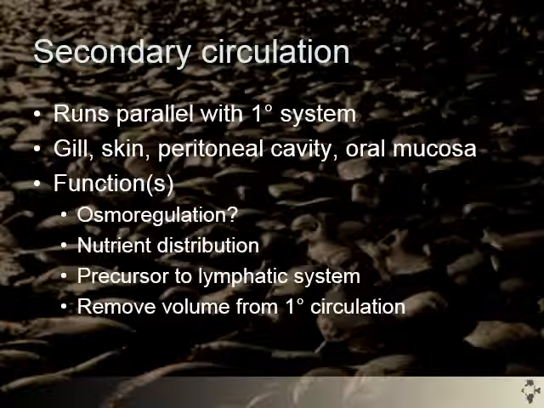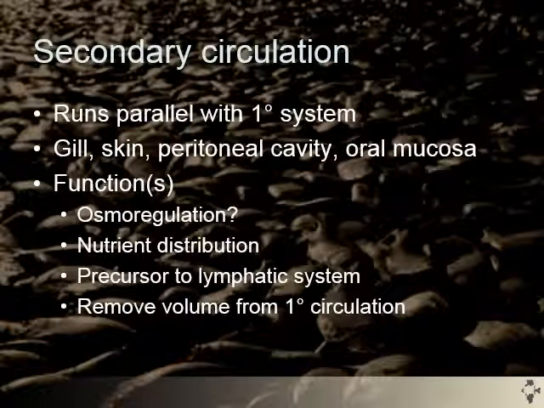So what is the secondary circulatory system? It's another system of vessels that delivers blood throughout the body, and it runs parallel with the primary circulatory system. The secondary circulatory system arises from the primary arteries, and eventually it will drain back to the primary veins. So it's essentially a branching off of the primary circulatory system.